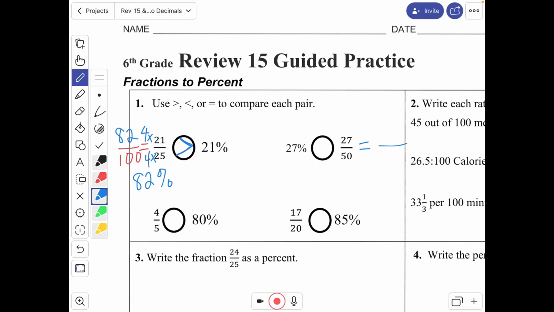Let's go to this one over here. We want to change it to something over 100. What would I need to do to 50 to change it to 100? Times 2. So what is 27 times 2? 54. So this is 54%. 54 is larger than 27, so the alligator wants to eat the 54%.